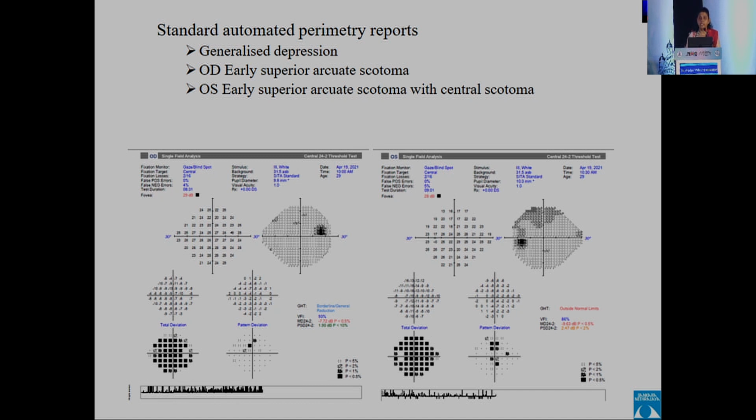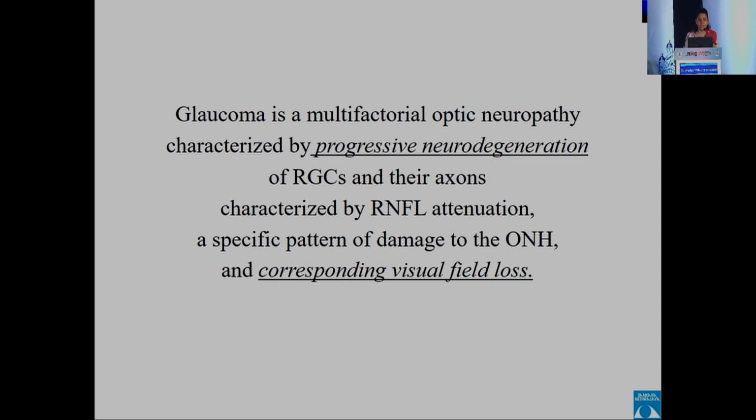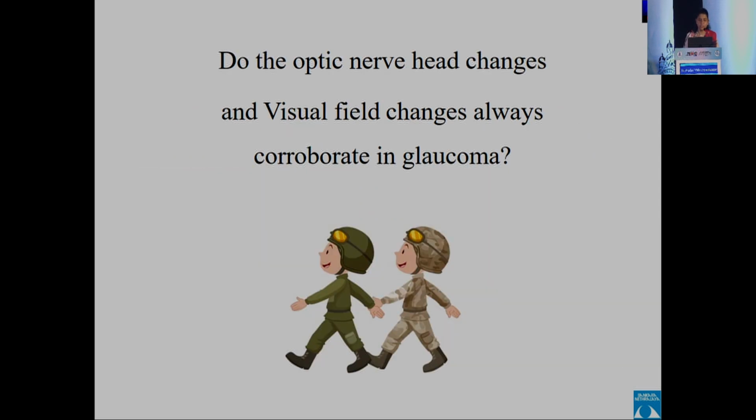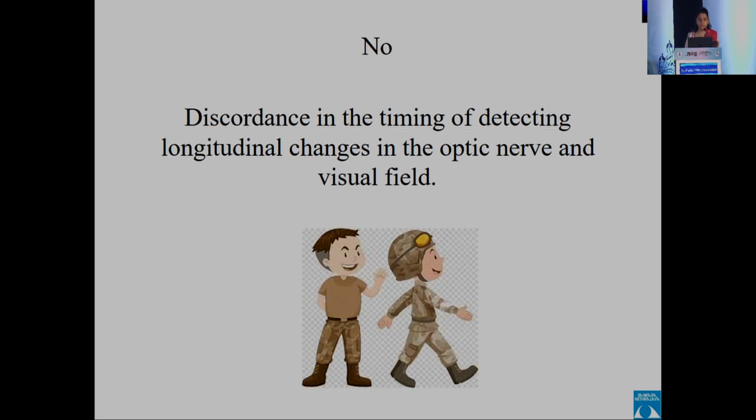So when this happens, here we need to go back to our basics and decide why this has happened. So by definition, glaucoma is a multifactorial optic neuropathy characterized by progressive neurodegeneration of the retinal ganglion cells and a specific damage to the optic nerve with corresponding visual fields. So the implication being we are studying consequences of structural damage of the optic nerve on the visual function of the eye. The question arises, do these changes always corroborate? The answer would be no.